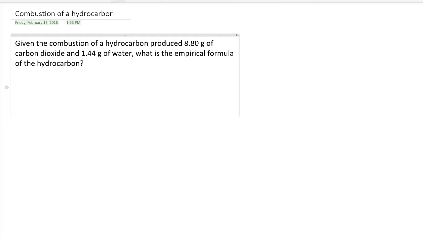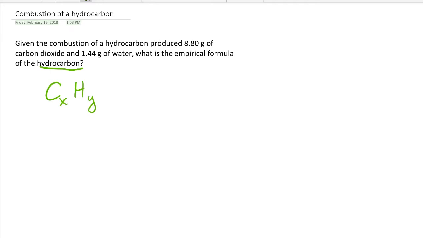One of the big ones is that we are dealing with a hydrocarbon. A hydrocarbon means that this is a substance that is made up entirely of just carbon and hydrogen. We don't know exactly how much carbon and how much hydrogen is in this hydrocarbon. That's the point of this question.